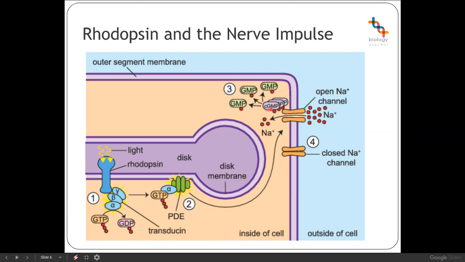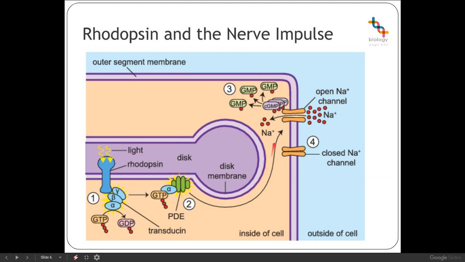This reduction of cGMP to just GMP therefore causes eventual closure of ion channels in the membrane of rod cells. Normally in darkness we have these open ion channels. In this case it's a sodium ion channel, so it's usually positive ions that are leaking inwards, things like sodium and calcium, and that's obviously going to affect the polarization of the membrane, preventing it from going into hyperpolarization and producing a nerve impulse.